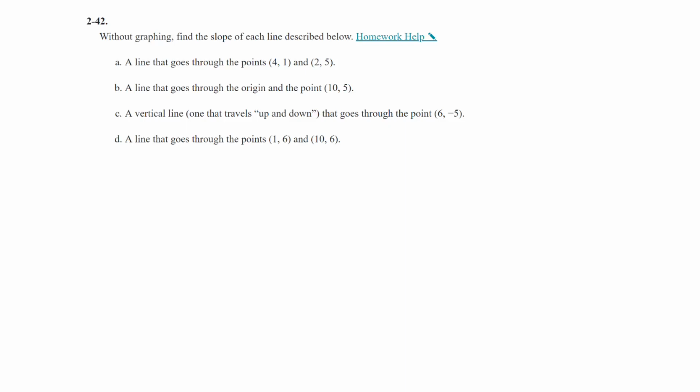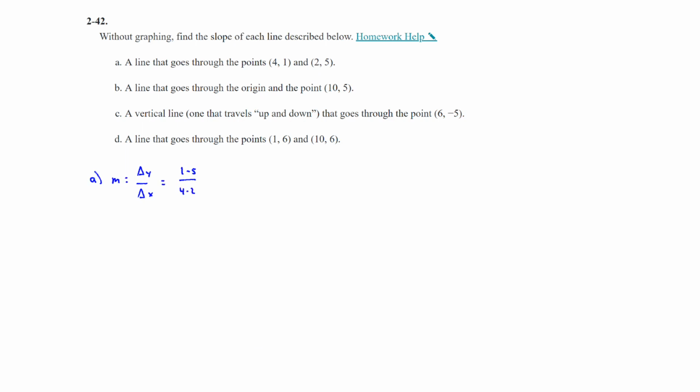Question 42. Without graphing, find the slope of each line described below. On part A, a line that goes through the points (4, 1) and (2, 5). So remember, our slope, once again, is the change of y, or delta y, over change of x. And when we're looking for change, we do the difference. So we can do the change of y is 1 minus 5. And then for x, it's 4 minus 2.